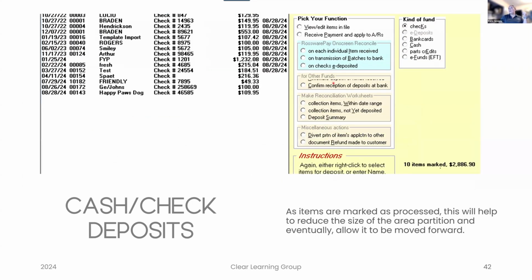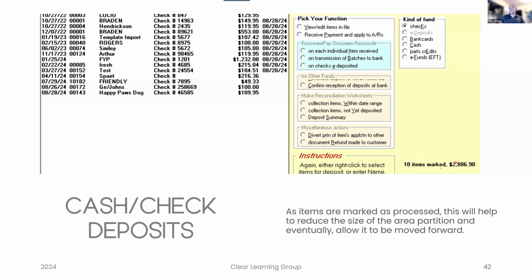With that selection done, once you've selected what kind of fund you're going to handle, you're going to literally take those physical checks and find them here in the system. You can either search by dollar amount, by invoice number, by check number, or you can eyeball this list and find these items and just right click on them. You right click and choose these items, and it creates this little deposit. You can see here where it says 10 items marked for $2,886.90. So it's creating this deposit as I go through these particular items.